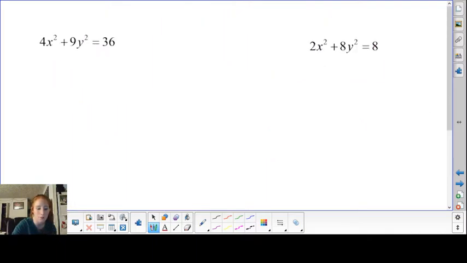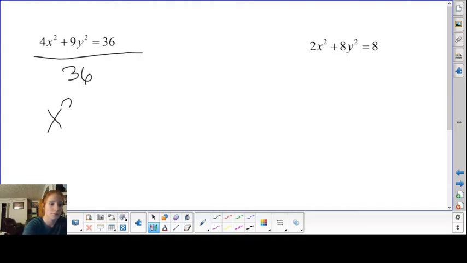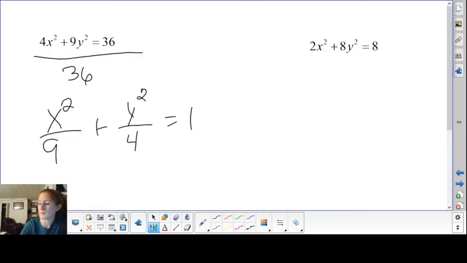Alright, so these guys again, we're still trying to find our vertex and our foci. But what we need to do first is, when it's not equal to 1, we divide by whatever it is already equal to, to get it equal to 1. So we divide everything by 36. So 4 and 36 can both divide out. 4 divided by 4 is 1. 36 divided by 4 is 9. 36 and 9 also can divide out. 9 divided by 9 is 1. 36 divided by 9 is 4. And then 36 over 36 is 1.